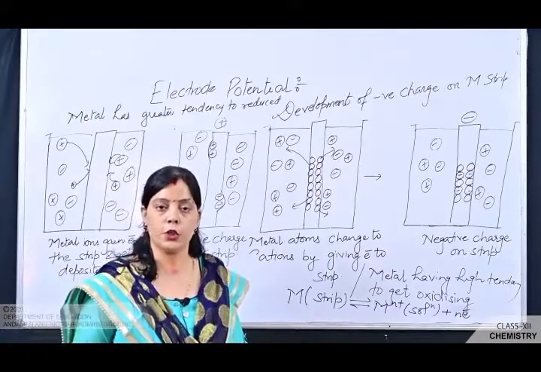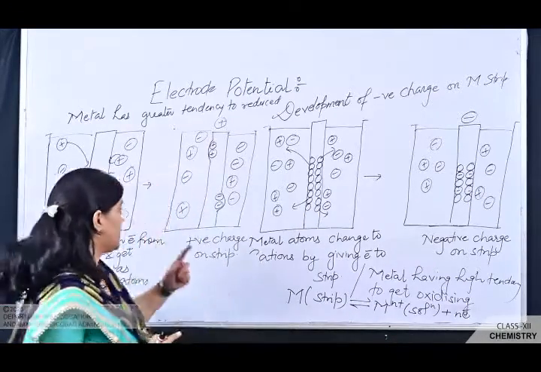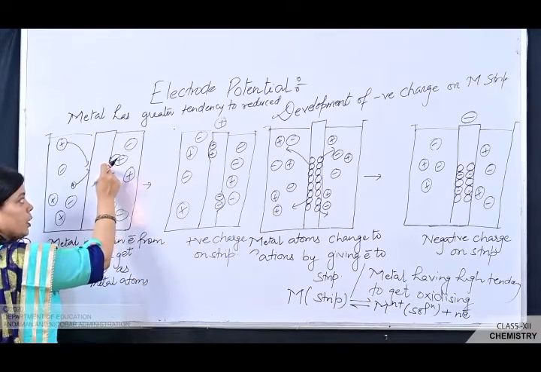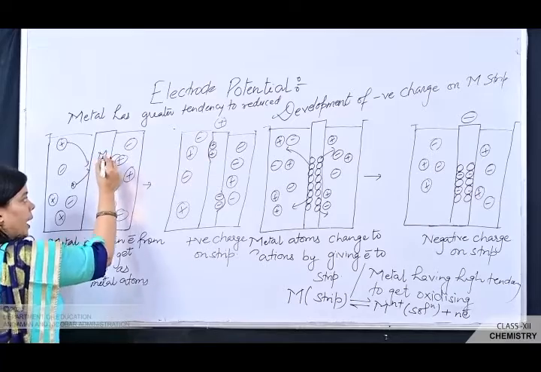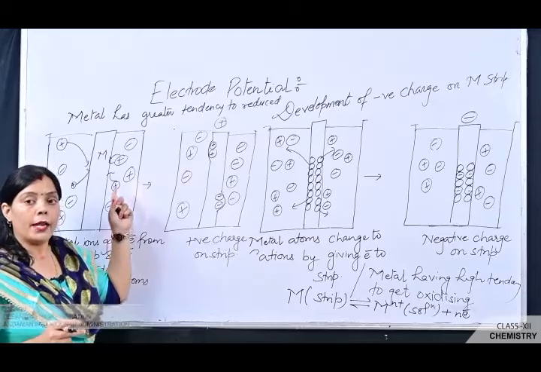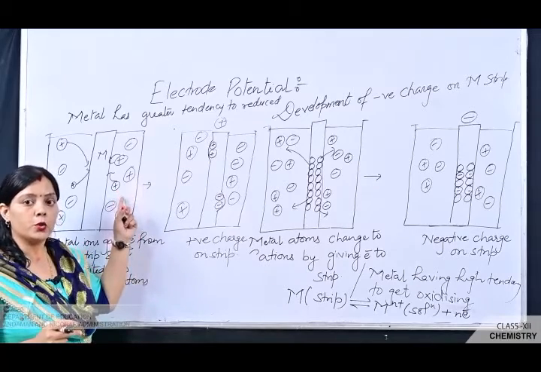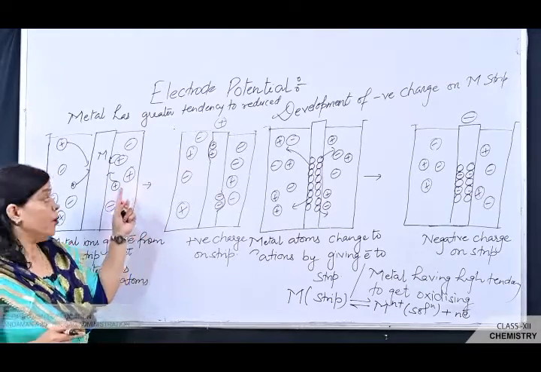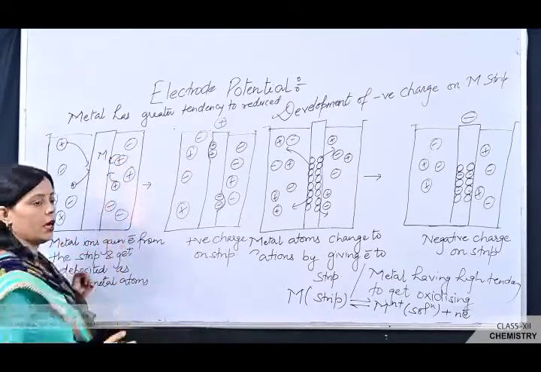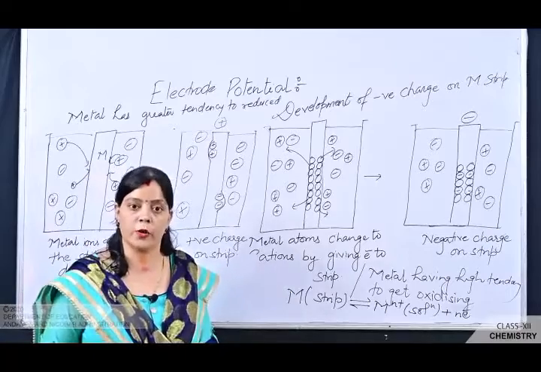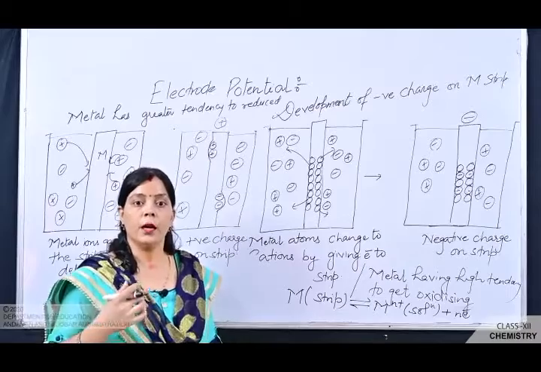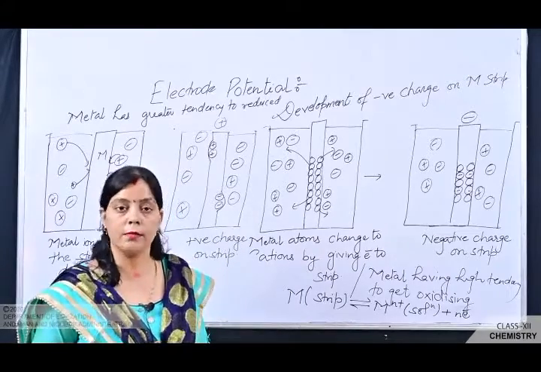So for the development of positive charge on the metal strip, if the metal ion has a relatively high tendency to get reduced, the metal ions from the solution come in contact with the metal strip and accept electrons from the metal strip. Consequently, they are converted into metal atoms, and a net positive charge is developed on the metal strip. Ultimately a state of equilibrium is established between the metal ions and the metal atoms at the interface.